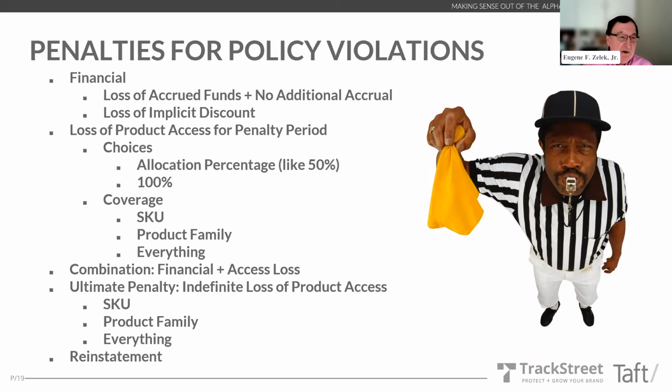Then in a 3-strike and you're out program, the third strike is what I call the ultimate penalty. And that is an indefinite loss of product access, either to the SKU where the last violation occurred, the product family, or again, everything. Indefinite loss. We like the idea of indefinite loss. It's like a sword hanging over their heads.